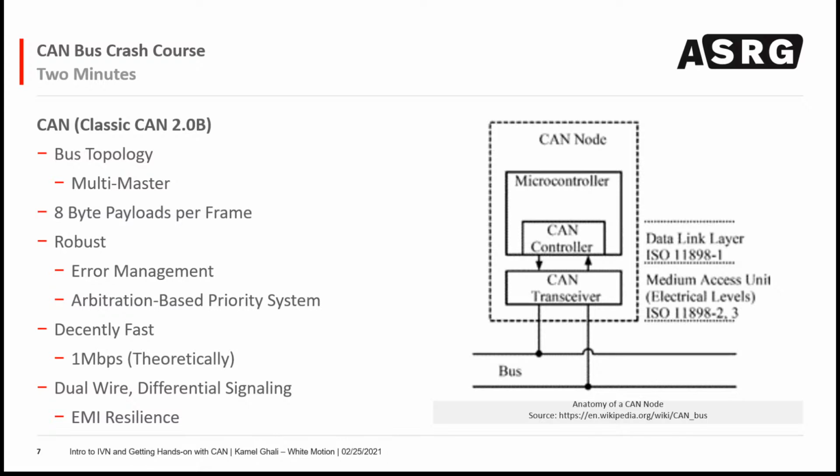There is ISO 11898. There's a very long ISO standard that's the specific designation for high-speed CAN, but in general, we're just going to be talking about CAN in the sense that we're using high-speed CAN, right? So 8 byte payloads per frame, and it supports theoretical data rates of up to 1 megabit per second.